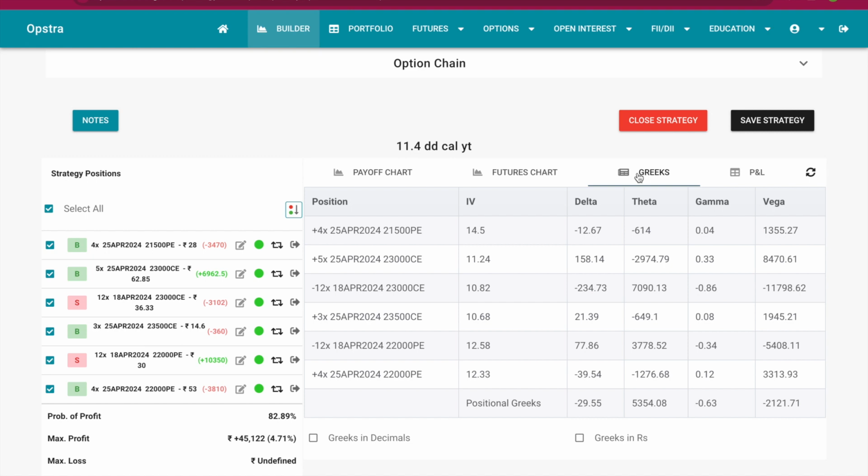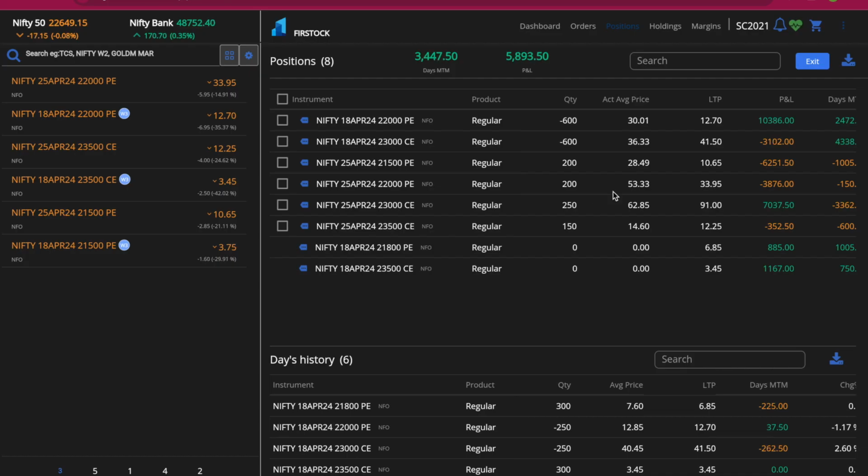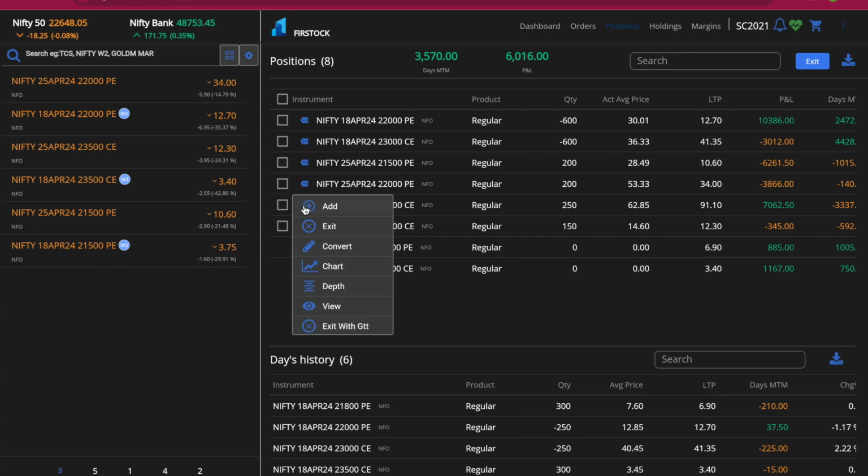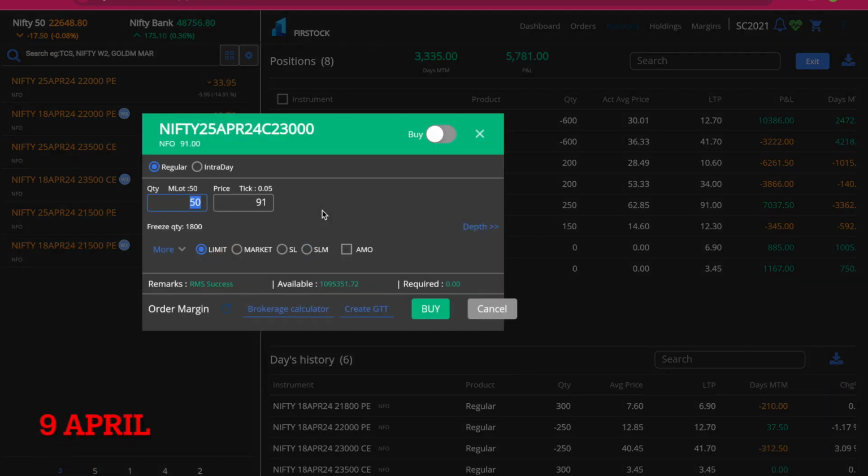Let's check some more items over here. Vega has become negative, and we need to make the Vega positive. So the 23,500 buy we have to exit, and we have to add the 23,000 C over here. So we go ahead and add this, and let's just first cancel it.